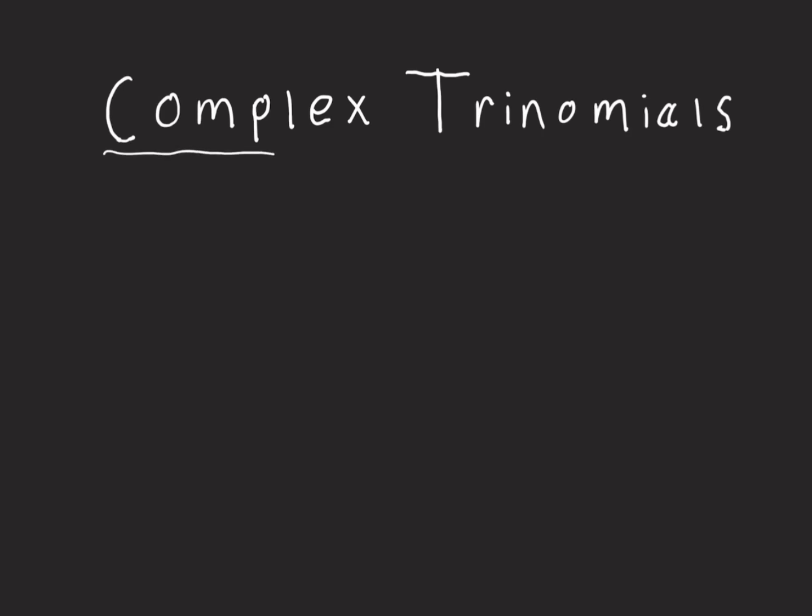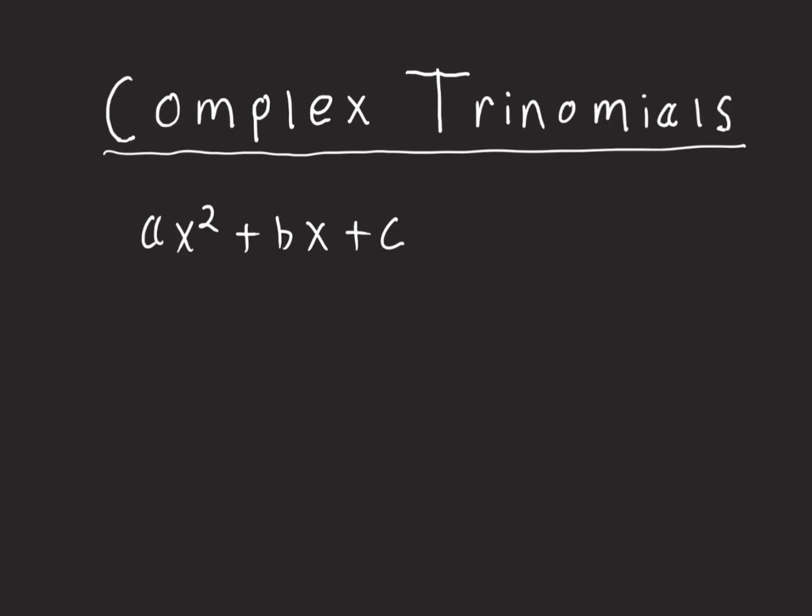So in today's video, we're looking at complex trinomials. Now let's start with what is a complex trinomial. A complex trinomial takes the following form, which is ax squared plus bx plus c. And what makes a complex trinomial special is that our a term does not equal 1. So let's take a look at an example here.